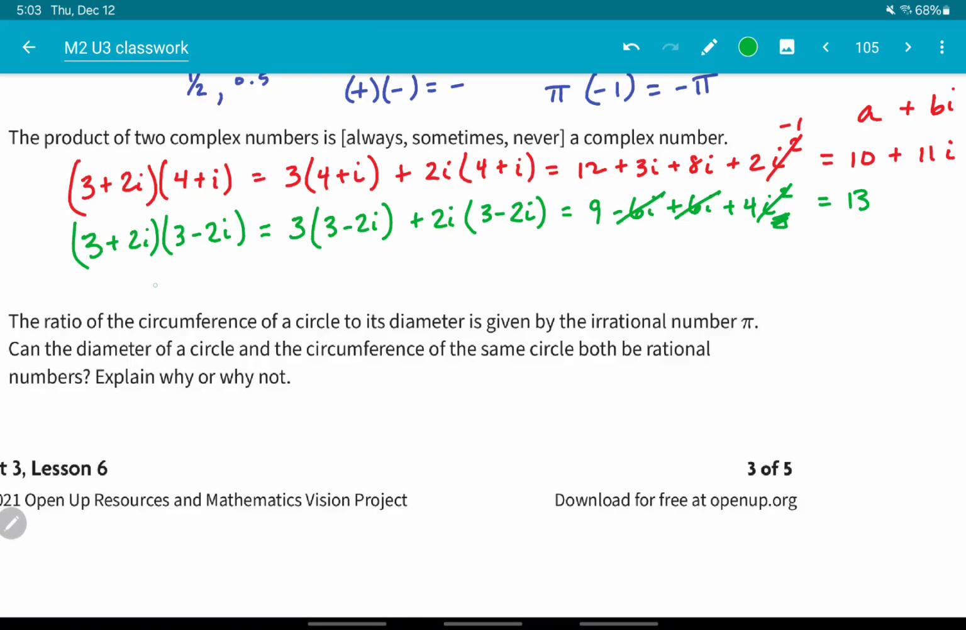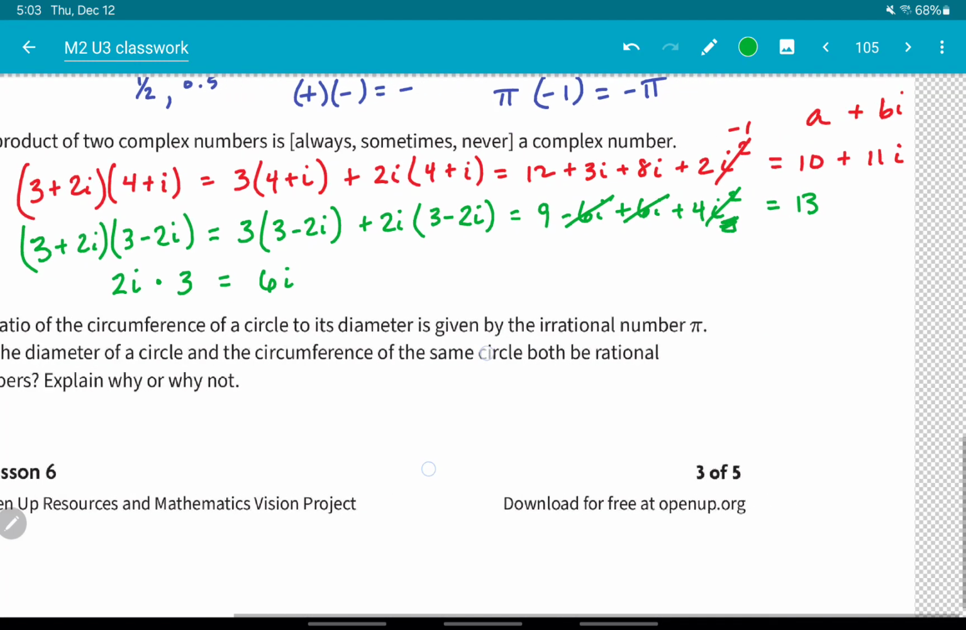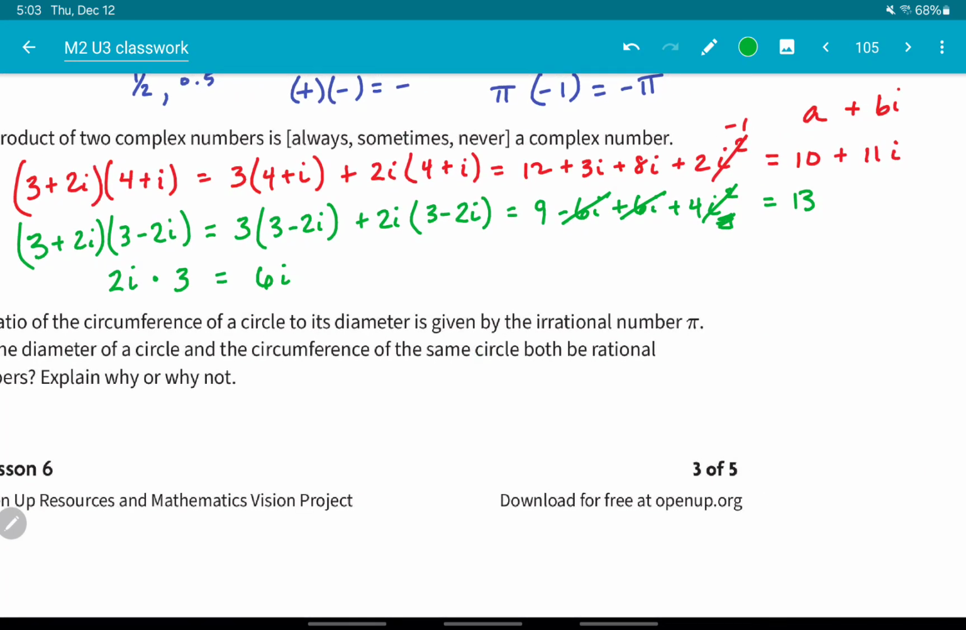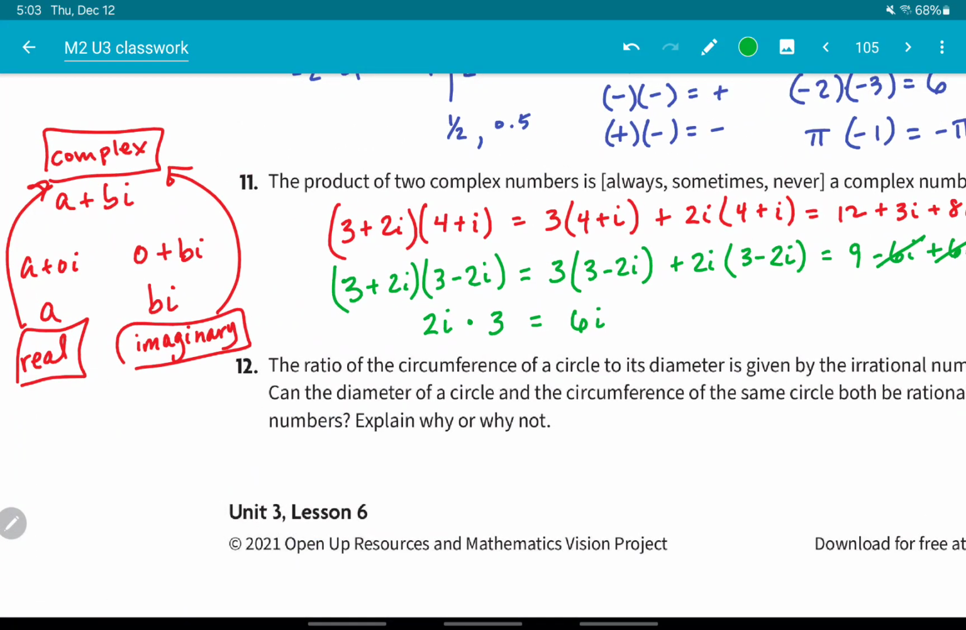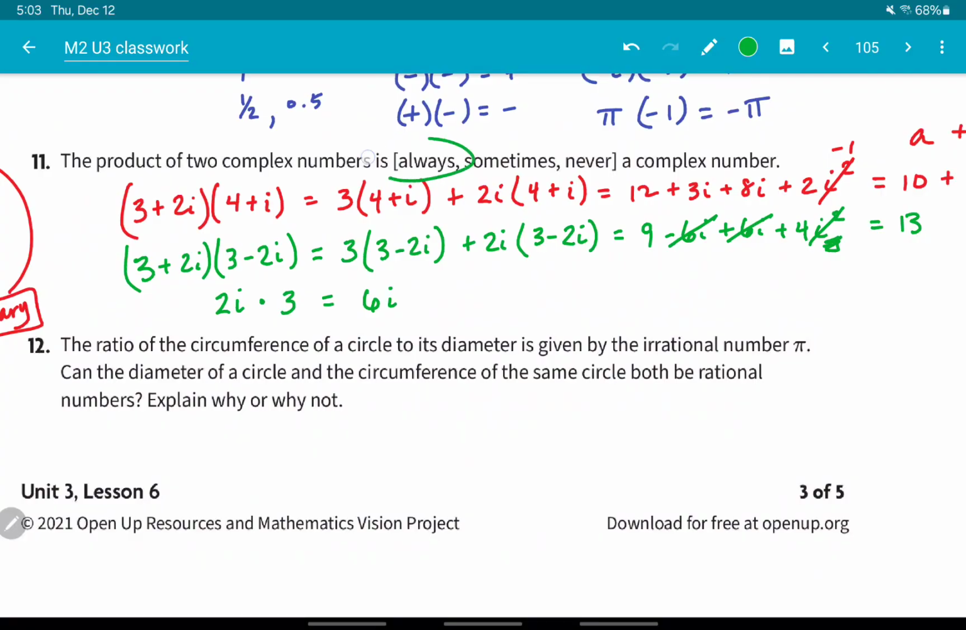And let's say I just took two imaginary numbers. If I just did, for example, 2i times 3, here's an imaginary number times a real number, then I get 6i. So this is an imaginary result. It's just the bi part, but it is also, remember, still a subset of the complex numbers. So we're going to choose always.